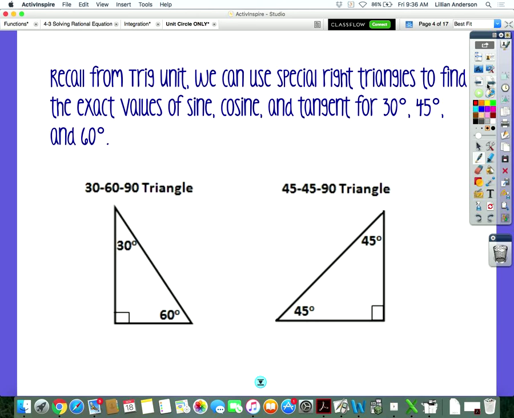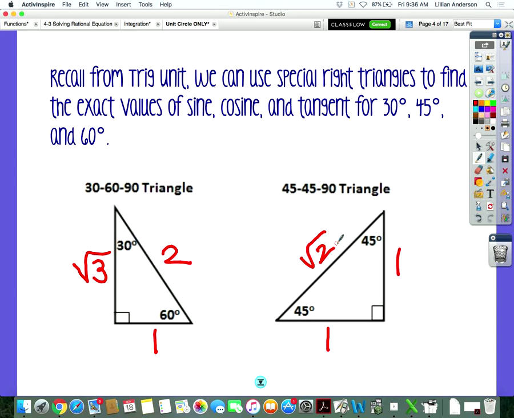Looking at 30, 60, 90, the side across from the 30 was what? Was 1, or x. Not every triangle is going to have only 1 here. So if the shortest side is 1, the hypotenuse is what? 2. It's twice as long as the shortest side. The side across from the 60 was what? 1 square root of 3. And then of course for your 45, 45, 90 triangle, the two congruent sides were both 1 or x, and then the hypotenuse is what? The square root of 2.